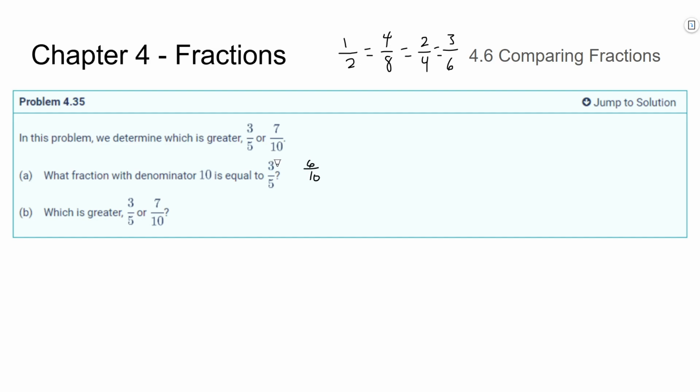All we have to do is multiply by 1. We can always multiply by 1, right? 2 over 2 is 1. So 3 times 2 and 5 times 2 gives us 6/10. All right, so now we can say which one's greater, 6/10 or 7/10? Well, we know 7/10 is going to be greater than 6/10, which means 7/10 is greater than 3/5.